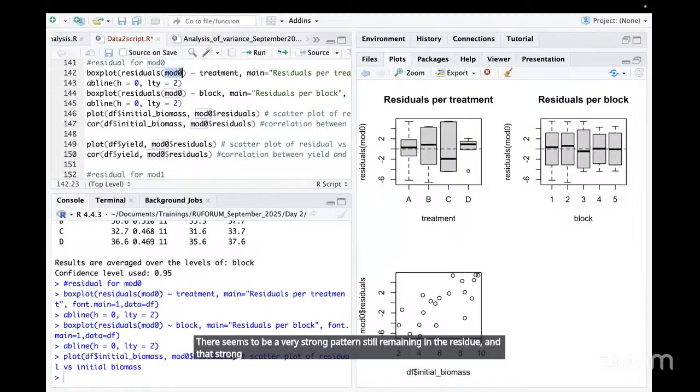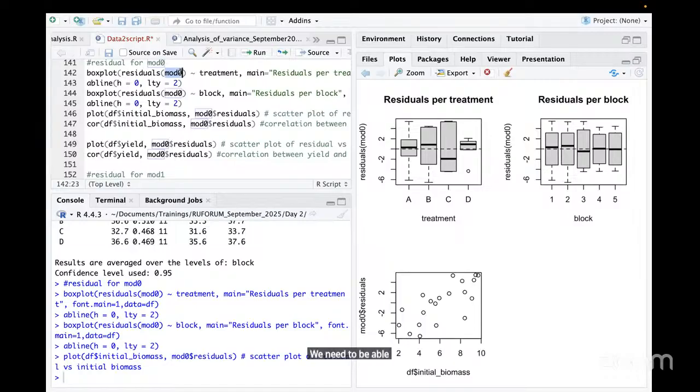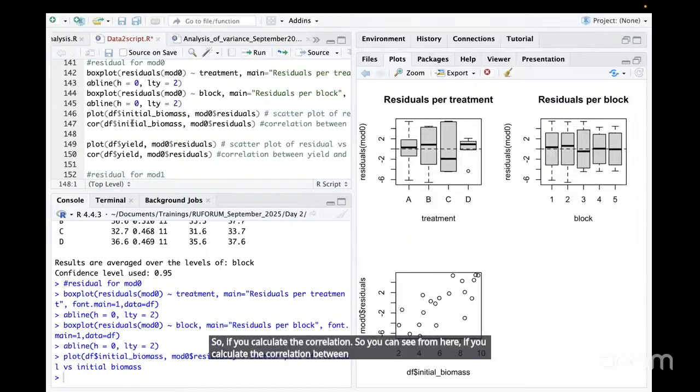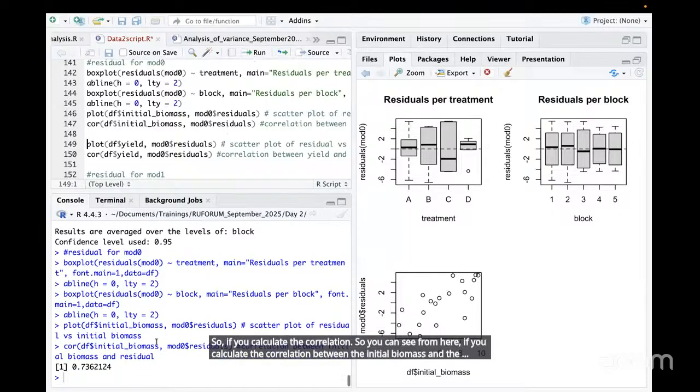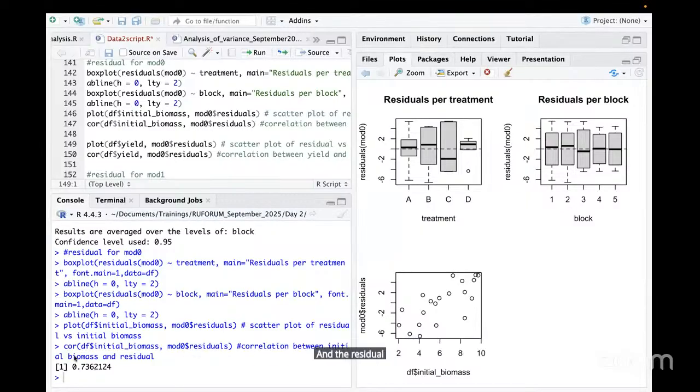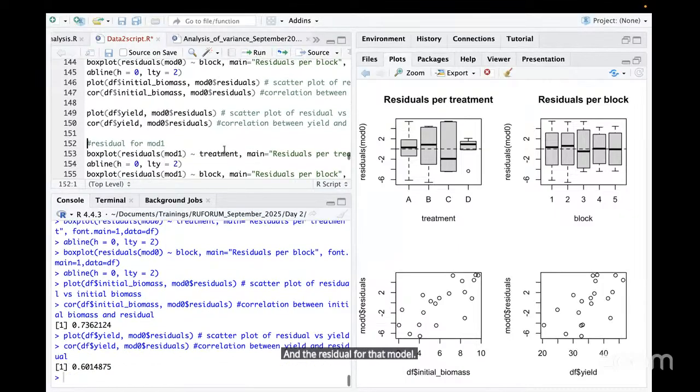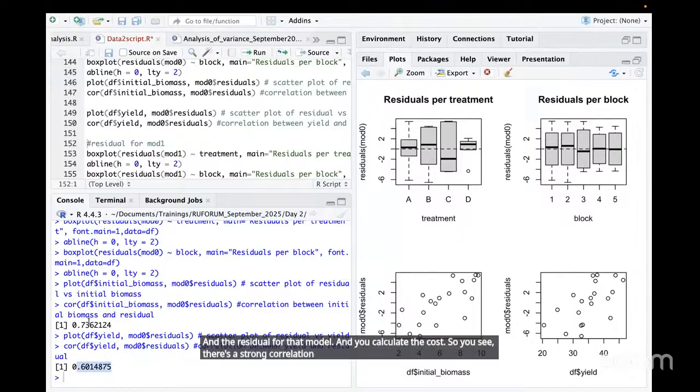And that strong pattern in the residue, we need to correct it by including the initial biomass in our model. So if you calculate the correlation between the initial biomass and the residue, you can see you have a correlation of 0.73. That means there's a very strong relationship between the biomass and the residue. You can also do the same for the yield and the residue for that model, and you calculate the correlation. So you see there's a strong correlation for the first model.